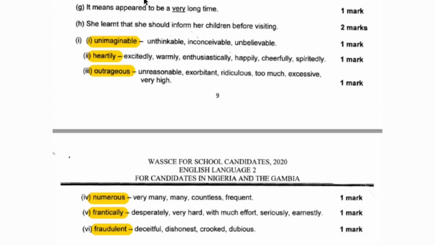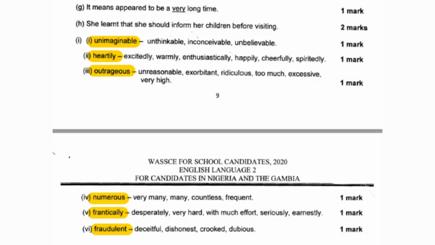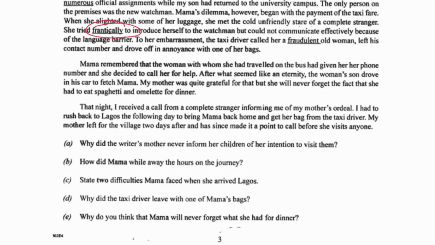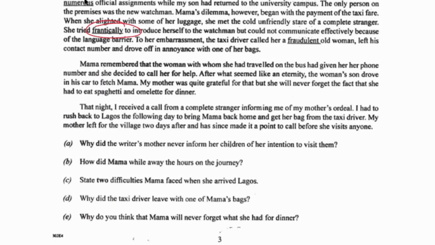You can say she cried desperately, or she cried very hard, or she cried with much effort, or she cried seriously, or she cried earnestly. Imagine, you can say she cried earnestly to introduce herself to the watchman. You can see that that is fitting perfectly with what is being replaced in the comprehension. Or here we also have desperately, so you can say she tried desperately to introduce herself to the watchman. You can see that that is also flowing with the sentence.